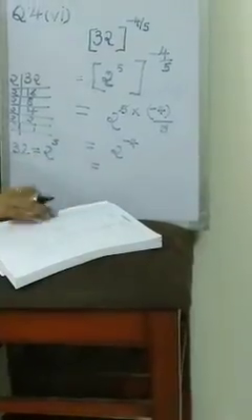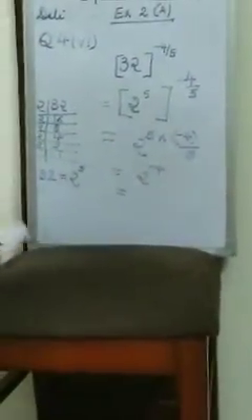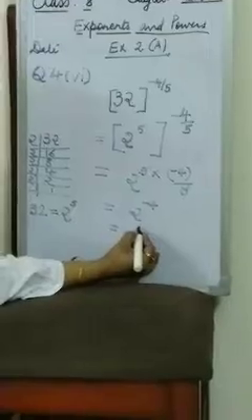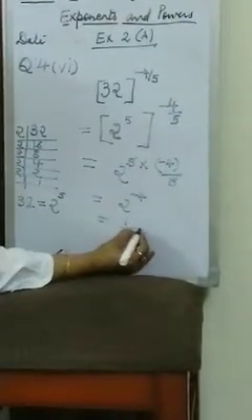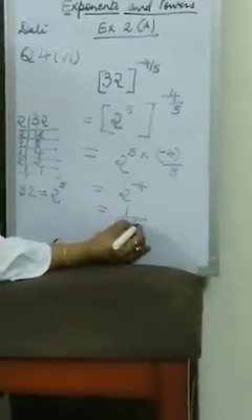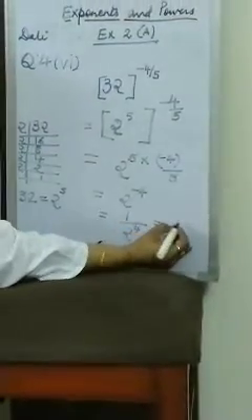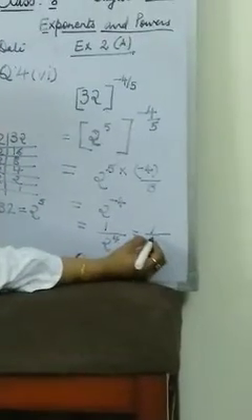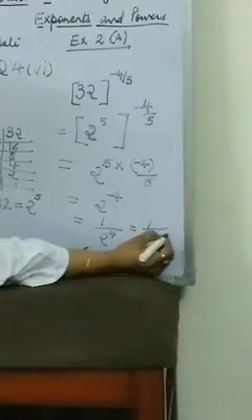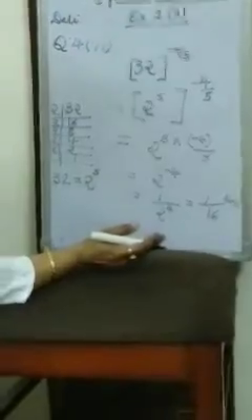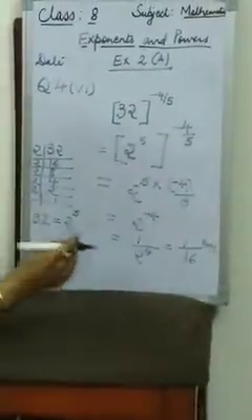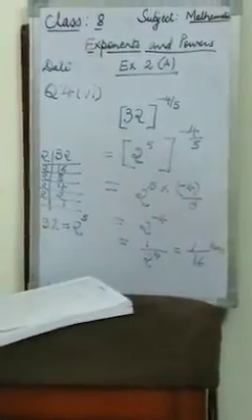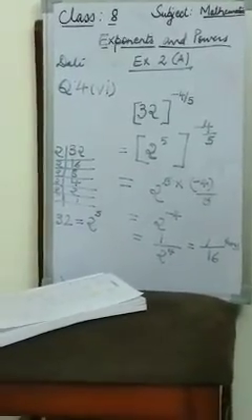As we cannot write an index in the negative, we convert it into positive by taking the reciprocal. So the reciprocal of 2 is 1 by 2, so 1 by 2 to the power 4. 2 to the power 4 is 2 into 2 into 2 into 2, that is 4 into 4, that is 16. So 1 by 16 is the answer for this one. As it is mentioned in the question, evaluate, so we need to find the value of it. Hope you have understood how to solve the questions now, to find the value.